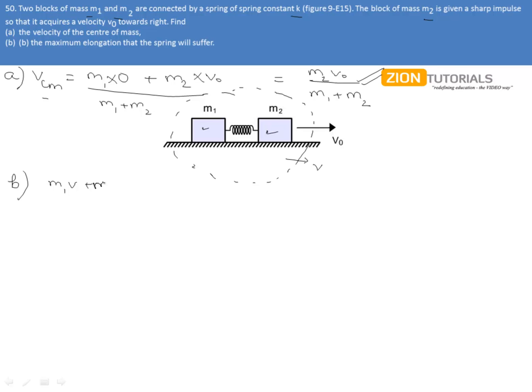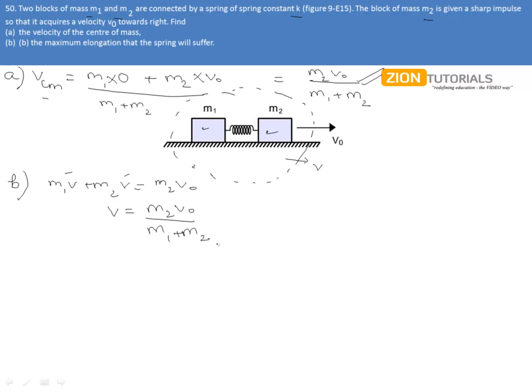Because we can write it as m1 v plus m2 v equals the initial momentum, that I can write as m2 v0, giving us the velocity to be m2 v0 upon m1 plus m2. Now the reason why I took the v same for both of these is whenever the maximum elongation will take place, both of these must have the same velocity.